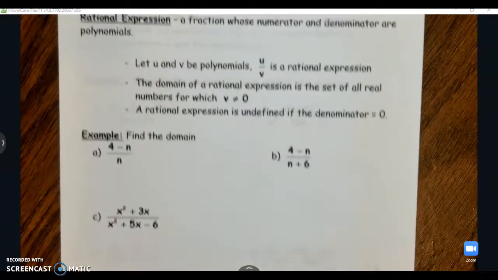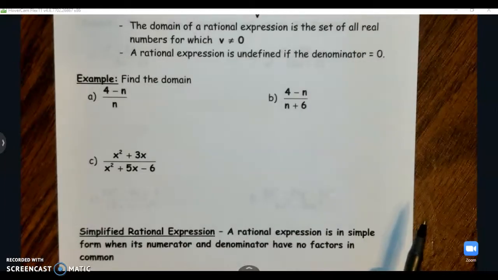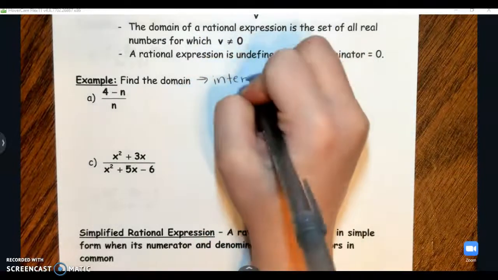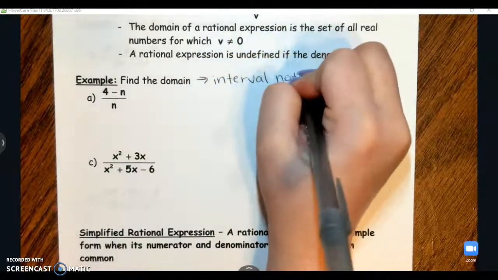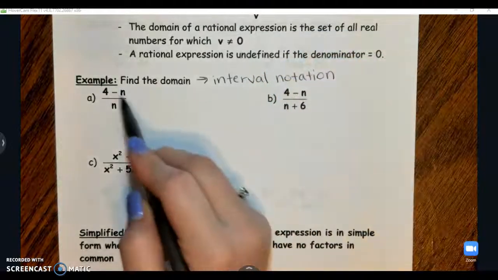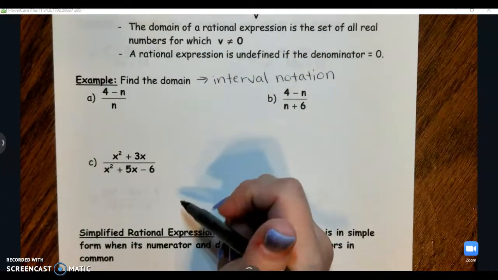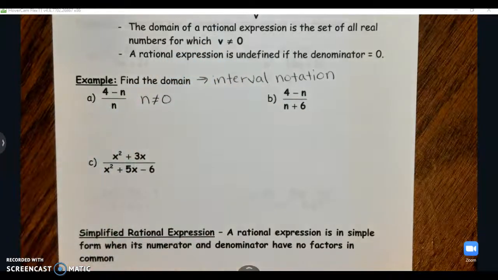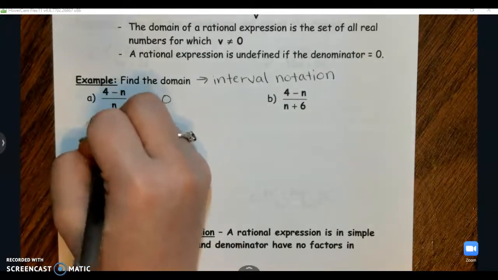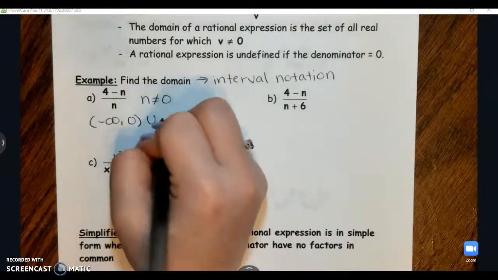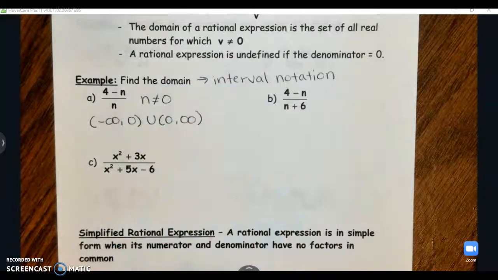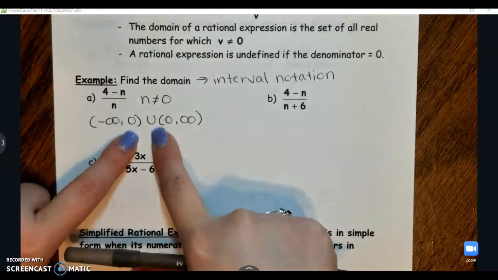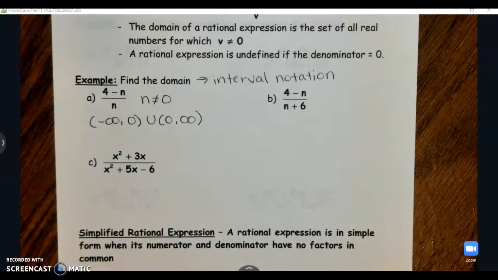So starting off with just that review, looking at A, B, and C here, finding our domain, and we are going to be doing this in interval notation. So A is pretty easy. All I have in my denominator is n, so the only thing that would make that become 0 is if n itself were 0. So our interval notation for that domain would be negative infinity to 0, union 0 to positive infinity. And again, parentheses on all of that because we always use parentheses for infinity, and 0 is not included in our domain, so we're using parentheses.